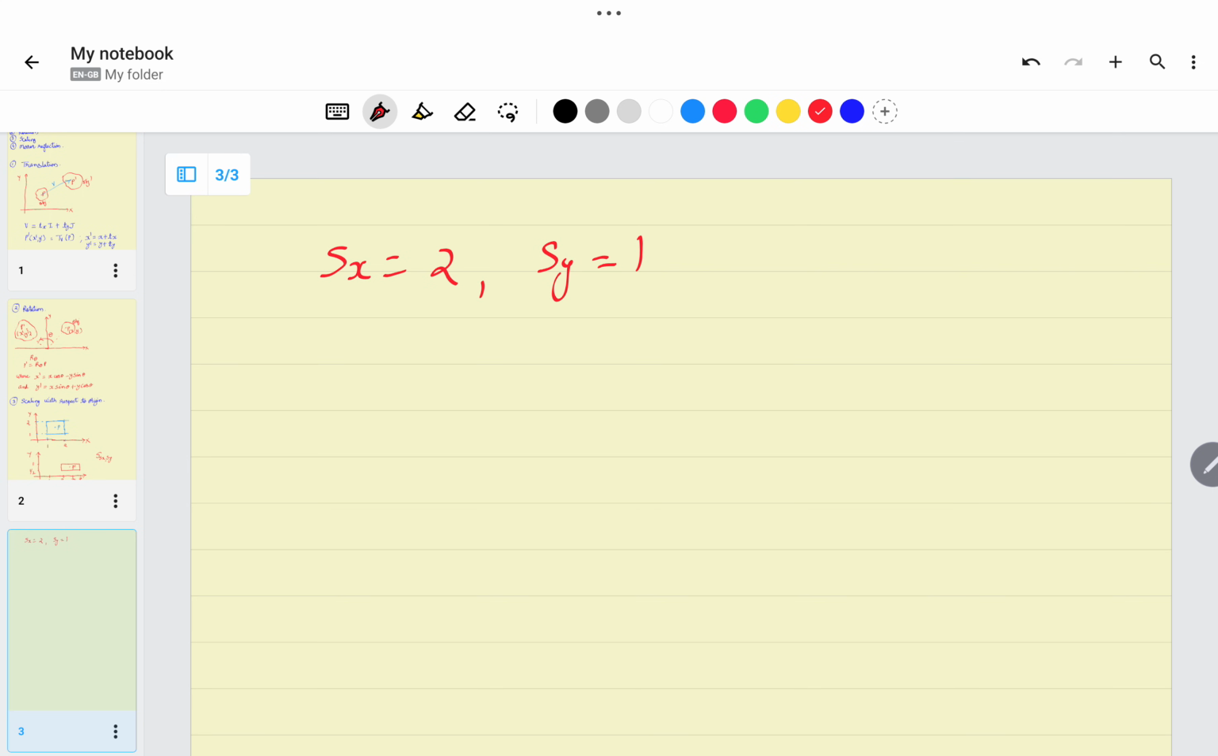In this example, we are enlarging the object along x by factor 2 and we are reducing it along y by factor one half. So here there is expansion along x and compression along y.